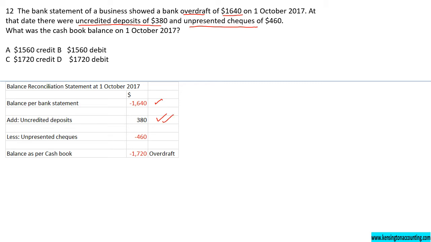An unpresented payment or check means a payment which has been entered in the cash book, but it doesn't yet appear on the bank statement. Therefore, for the balance on the bank statement to reconcile with the cash book, this payment must be deducted from the balance per bank statement. Therefore, it is a deduction. Therefore, the closing balance is minus 720. Okay, a minus obviously is a credit balance on the cash book, and the amount is 720. Therefore, the correct answer is C.